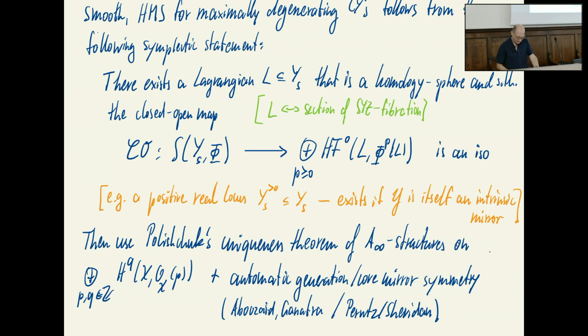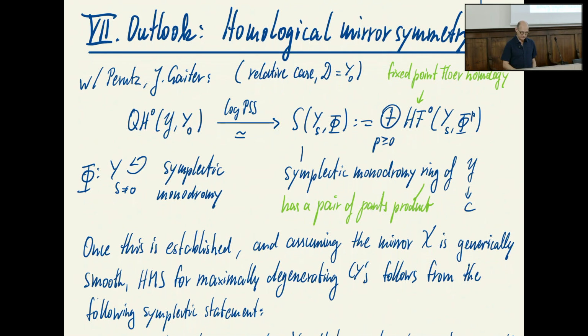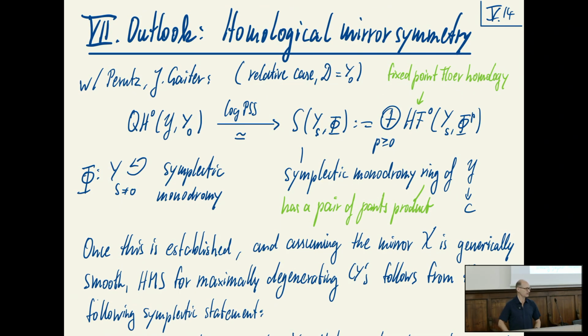And then, why are L and all its translates enough to produce the whole Fukaya category? There's a certain automatic generation criterion, something called core mirror symmetry by Tim and Nick Sheridan, that tells you that this is enough. Okay, so the moral is both enumerative mirror symmetry and homological mirror symmetry are within reach in this framework. And intrinsic mirrors take the miracle out of mirror symmetry. Okay, thanks for your attention. That's it.